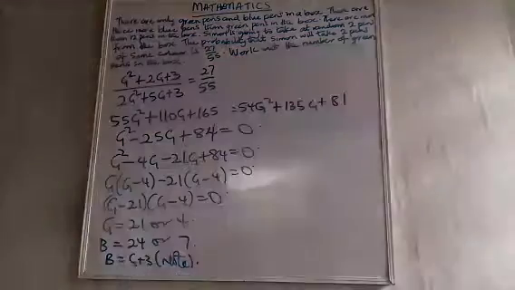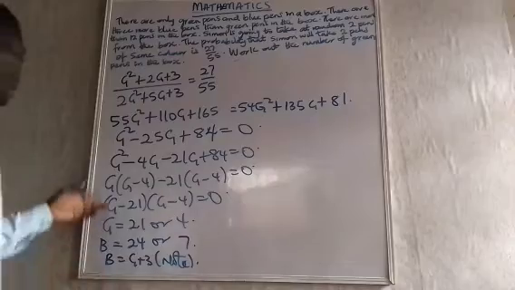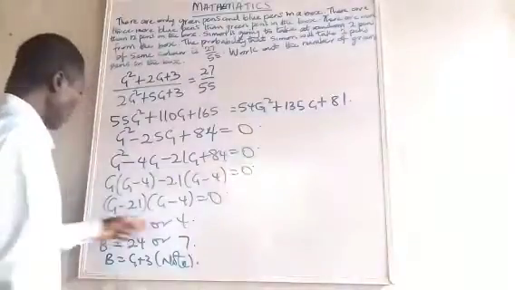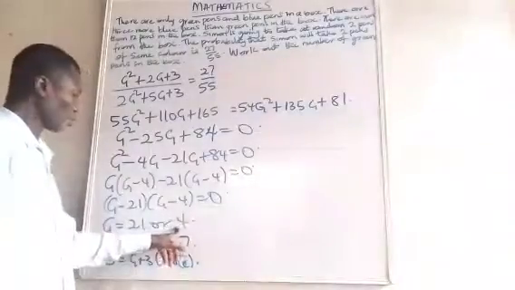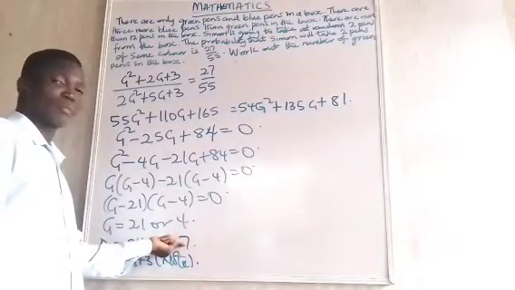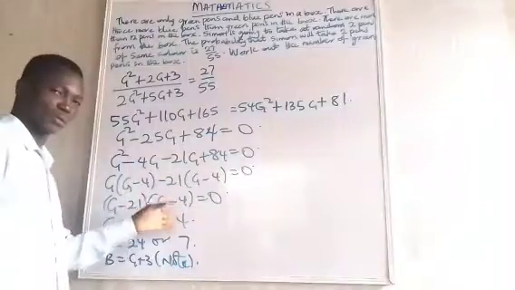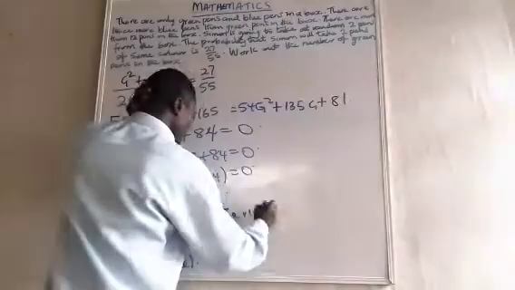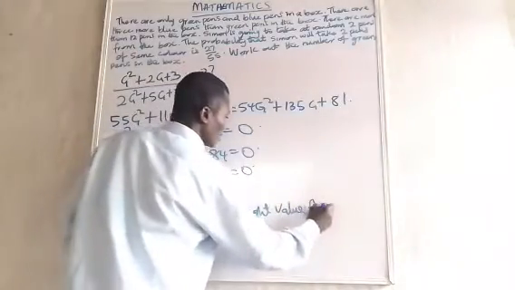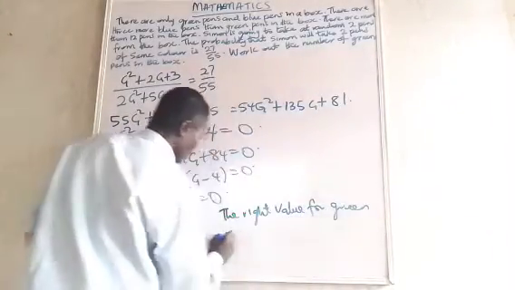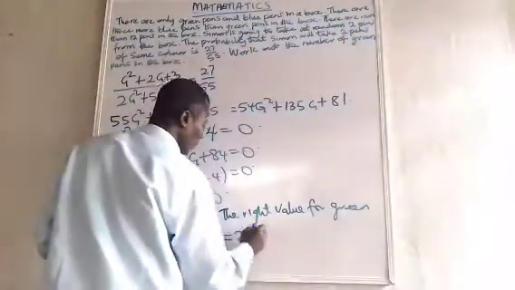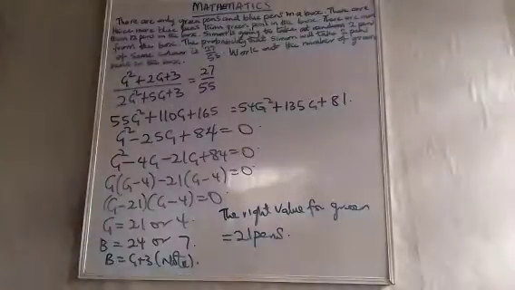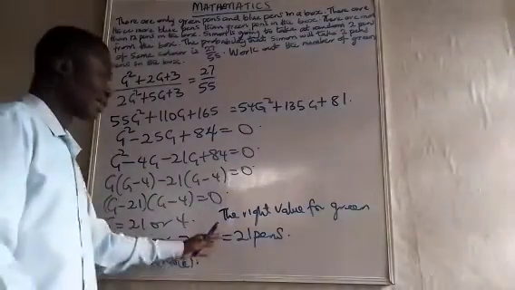But from the question, we are told that the total pens is more than 12. If you take green to be 4 and blue to be 7, that means we won't have up to 12. So the right value for green is equal to 21, because if you add these two, it won't be up to 12. That is it. Now you can confirm if our answer is correct.